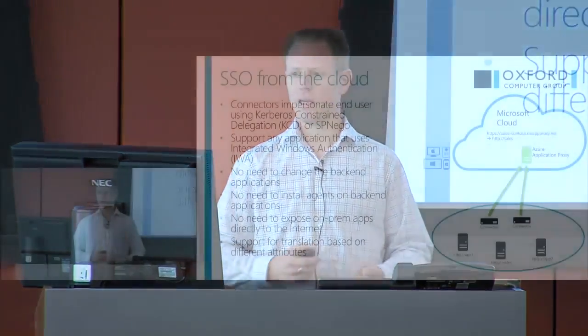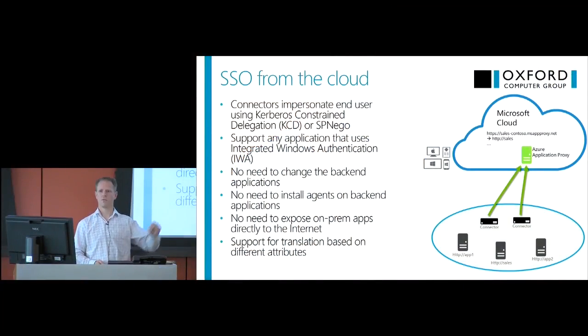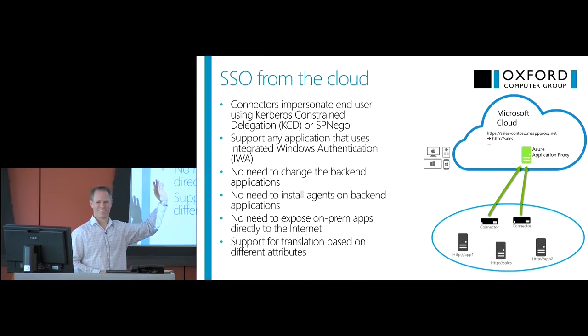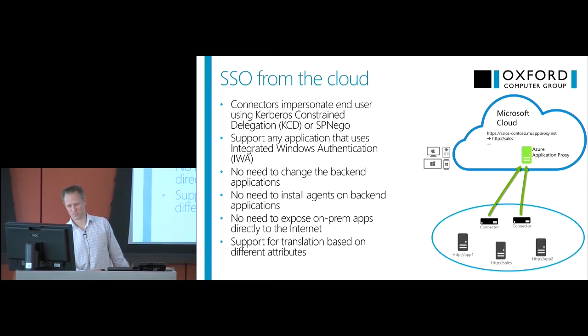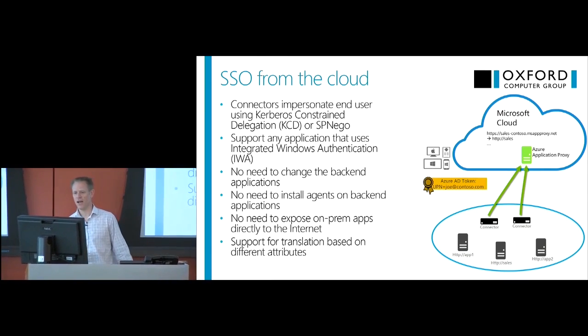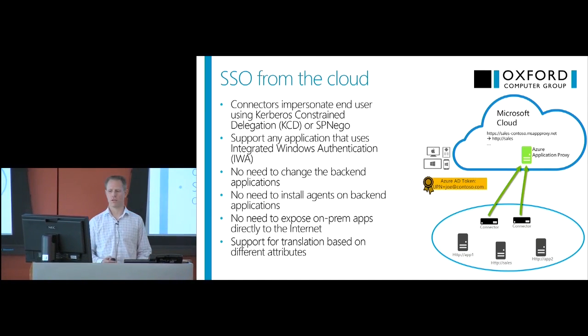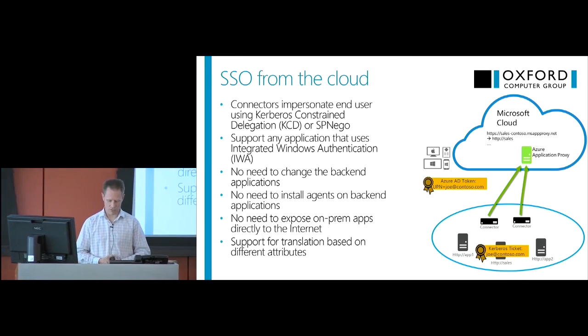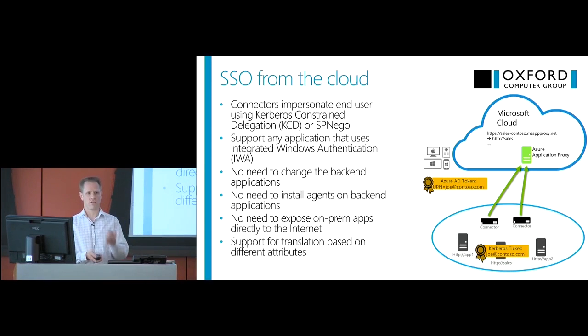Okay. SSO from the cloud. KCD. Who's familiar with Kerberos constrained delegation? All right. Who's read the book on Kerberos? Nothing kills me more than Kerberos constrained delegation. But effectively what we do is we take an AAD token, we pass that token through a proxy, and that proxy connector converts it to a Kerberos ticket and sends it to the back-end application. I'm not going to go through a whole bunch of this. It requires a bunch of different types of technology. It's a complicated piece of infrastructure, and we have a limited amount of time.